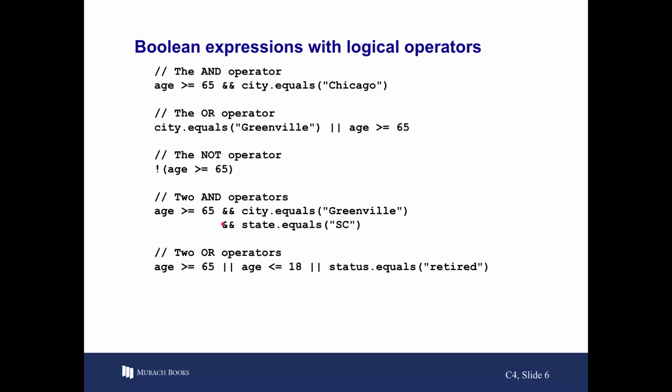You can use multiple ands or ors. In this case, we have 3 values: age, city equals, state equals. So all 3 of these things have to be true. You can also do that with ors. In this case, any one of the 3 being true will yield the entire expression as true.